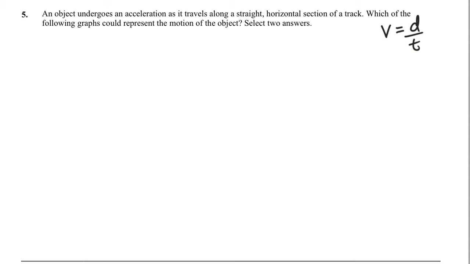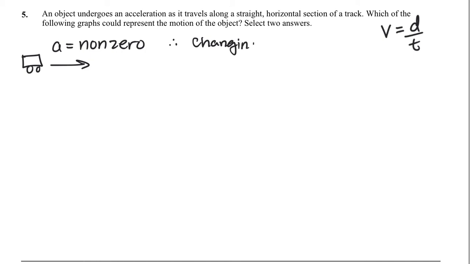So an object undergoes an acceleration as it travels along a horizontal section of a track. So, plain Jane car traveling. It has an acceleration that is not zero. So if we know that this acceleration is non-zero, therefore there is going to be a changing velocity. Just like if we had an acceleration equal to 0, velocity would be constant. But in this case, velocity is going to be changing.